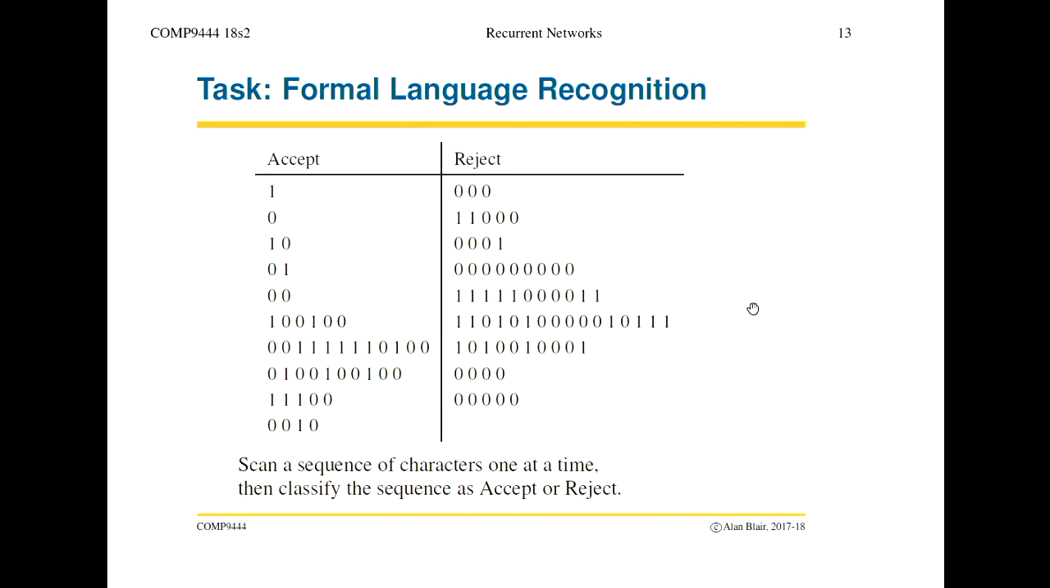All of these languages are relatively simple, but this one is slightly more complicated than the previous one. If you had to come up with a rule for what's accepted and rejected in this case, what rule would you come up with?